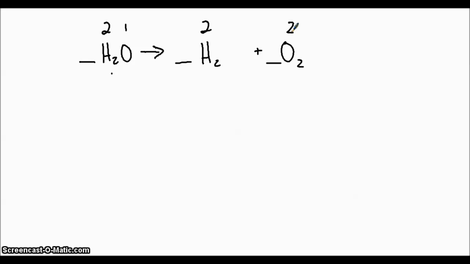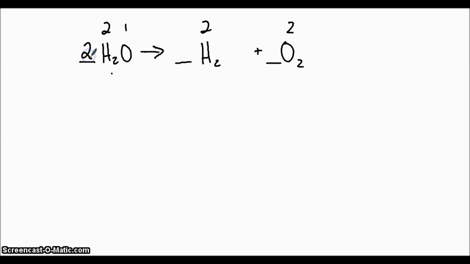Well, some of you may think, oh, I could put a 2 down here. I can't do that, because that would change my formula. I can't just put a 2 here because that would change my formula from water to hydrogen peroxide. That's not what I have. That's not what I want to do. What I can do is put in a coefficient.